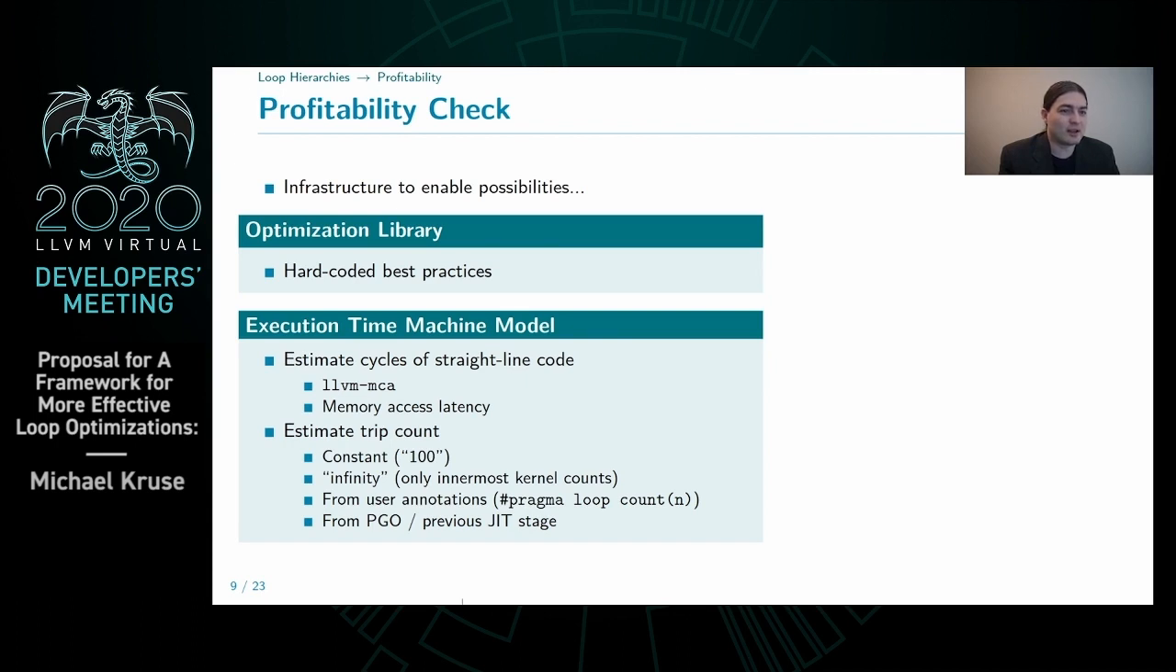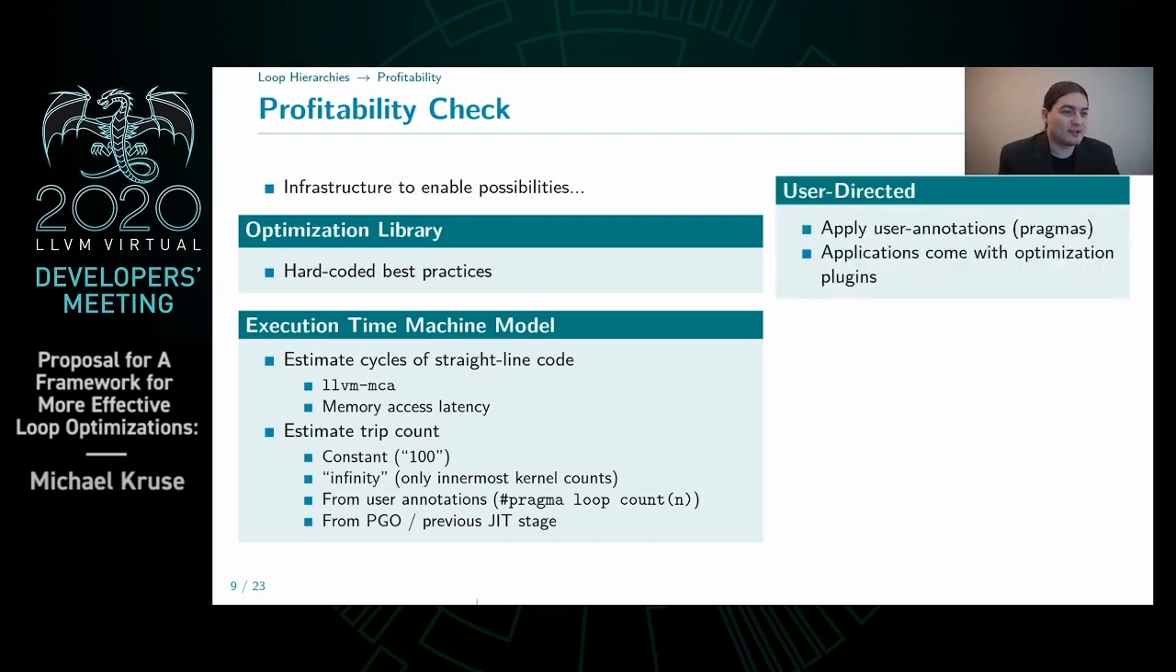This works differently for cyclic and non-cyclic code. For straight-line code, we already have a model in form of the machine code analyzer. For loops, we could start with an assumed average loop trip count. For instance, IBM's XL compiler uses the magic number 100 by default. Other sources for this information are execution profiles or pragmas directly telling the compiler how many iterations to expect, like the Intel compiler allows. There are other possibilities as well, such as pragmas directly telling the compiler which optimizations to apply, or maybe even a plugin that comes with the application that knows how to optimize itself.